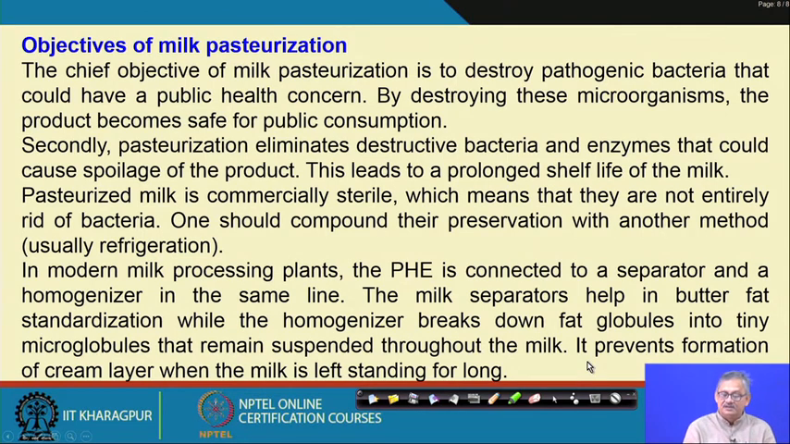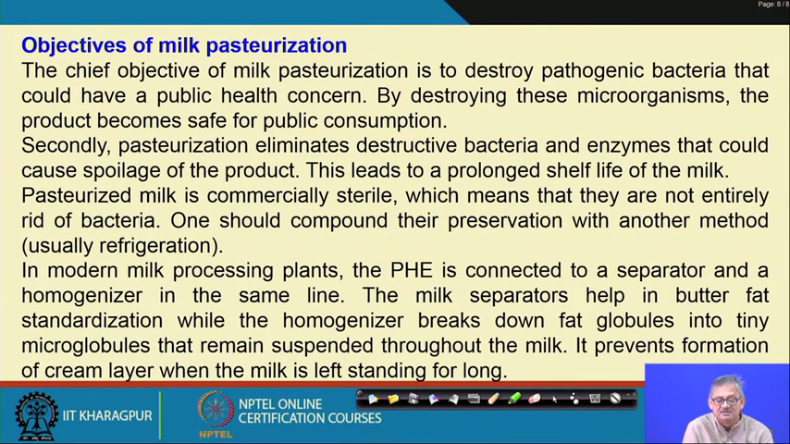Now, let us quickly go through this. The objective of pasteurization we have already said many times, so I will just read it out. The chief objective of milk pasteurization is to destroy pathogenic bacteria that could be a public health concern. By destroying these microorganisms, the product becomes safe for public consumption. Secondly, pasteurization eliminates destructive bacteria and enzymes that could cause spoilage of the product. This leads to a prolonged shelf life of the milk.